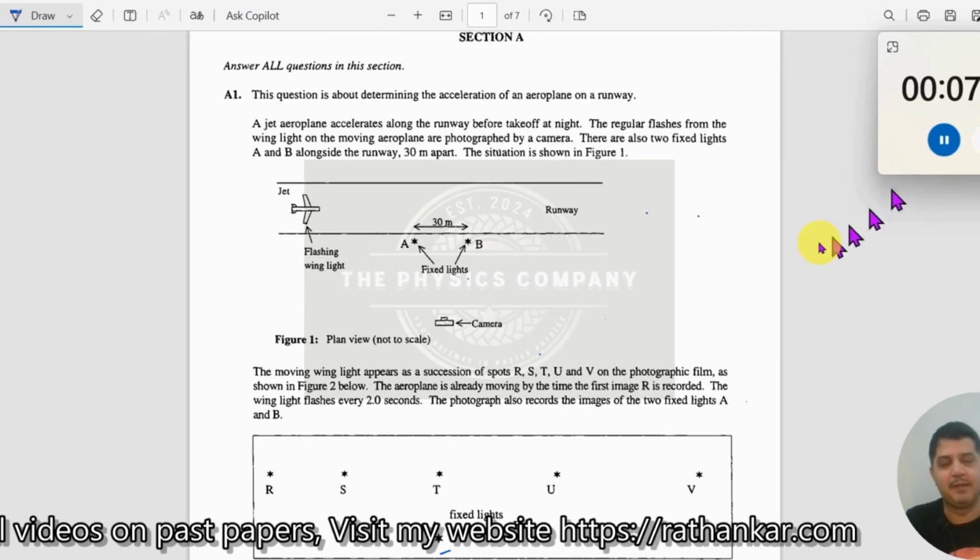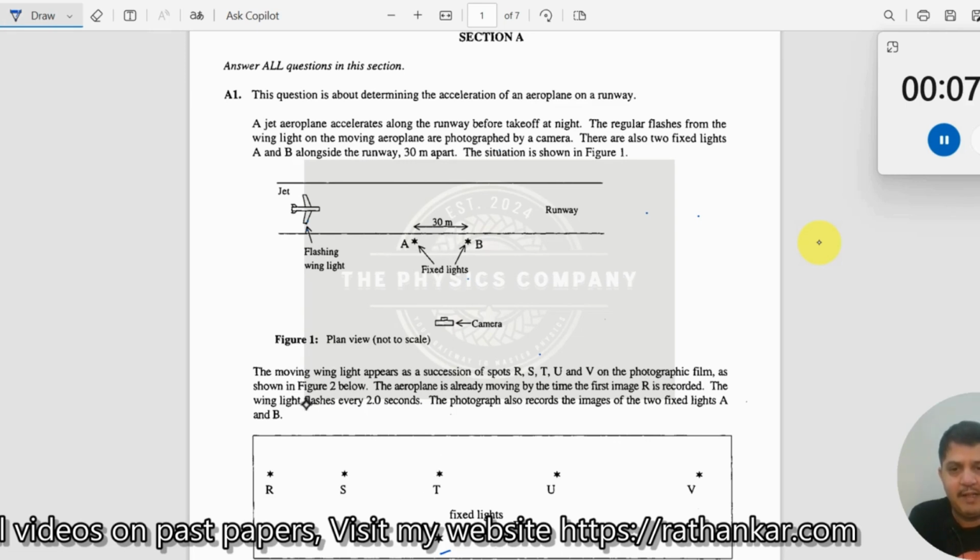Let me start the timer. This is for 8 marks for the first day. A jet aeroplane accelerates along the runway before takeoff at night. The regular flashes from the wing light of the moving aeroplane are photographed by a camera. There is a light which keeps on blinking. There are two fixed lights A and B along the runway, 30 meters apart.